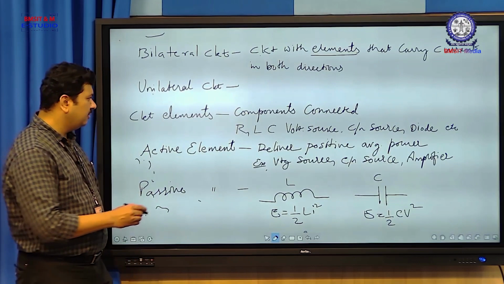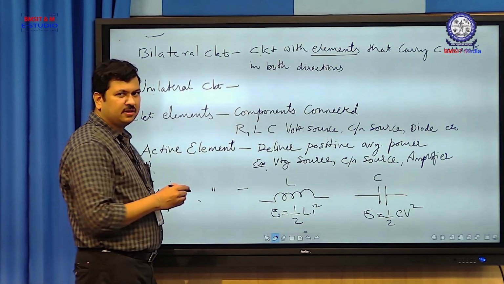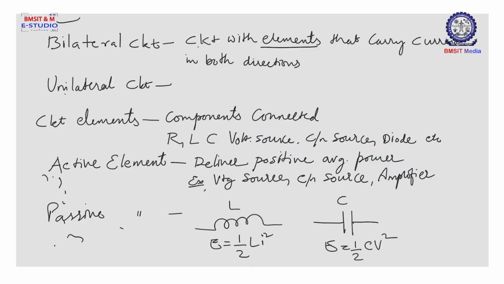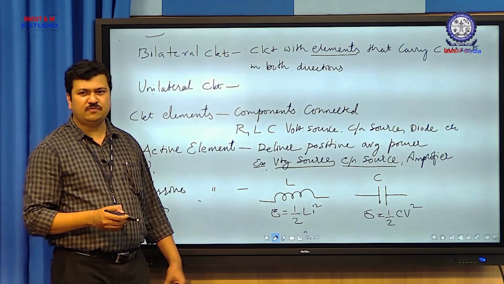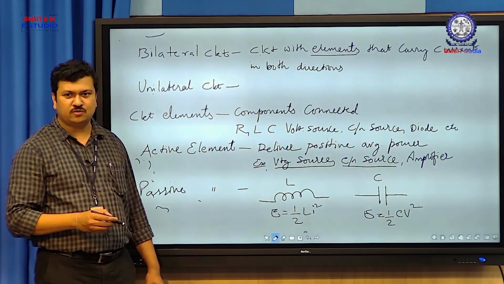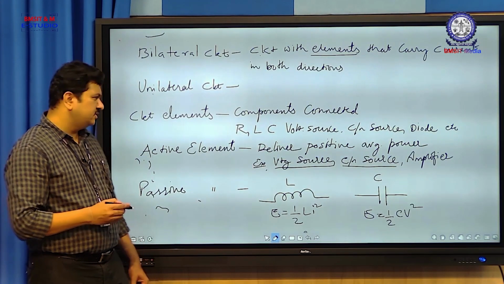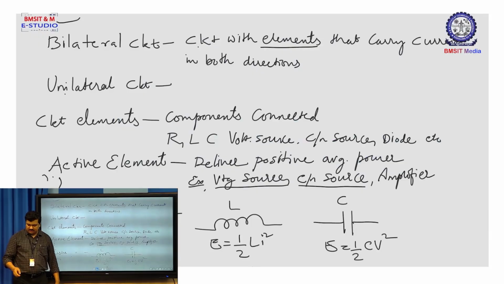So, the active elements we generally consider in our entire study in this course are the voltage source and the current source. Other active circuits like amplifiers and so on you may be studying in various other courses. So, this is all about the various circuits and various circuit elements.